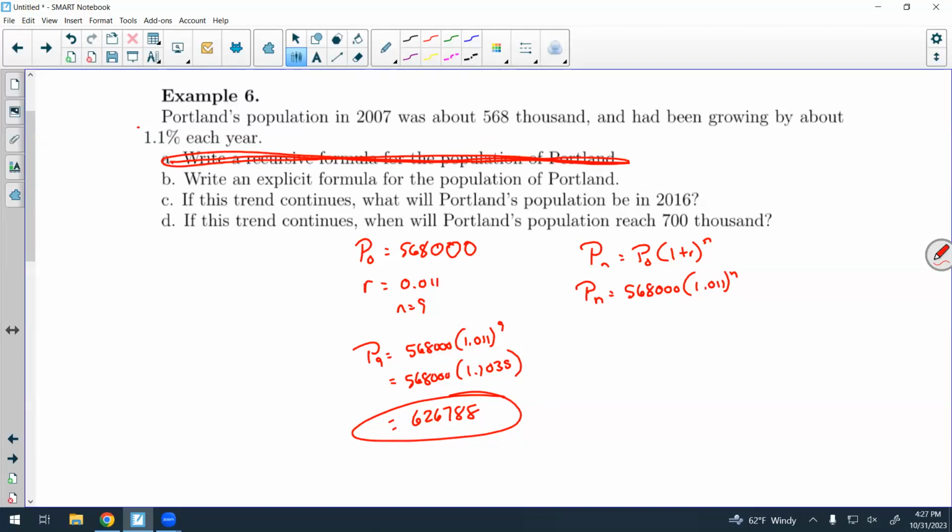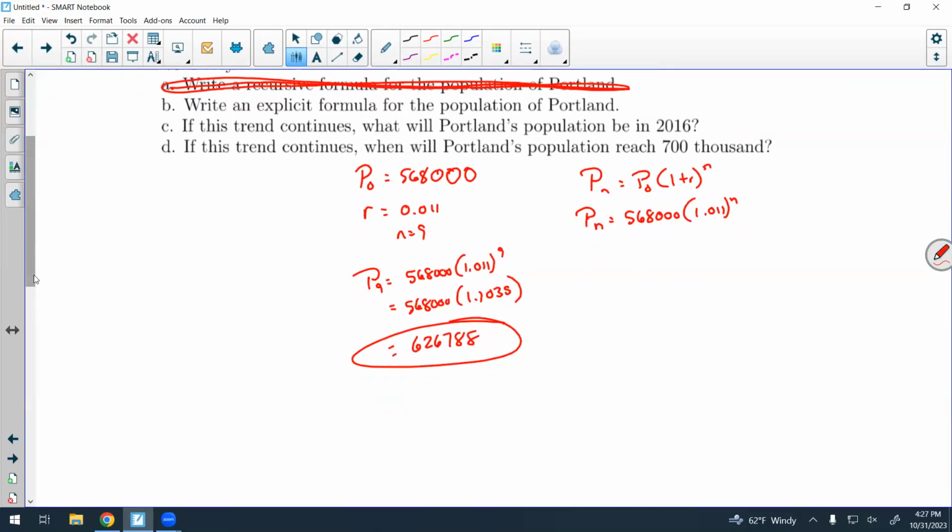And lastly, if this trend continues, oh, I missed this one in a previous class. When will Portland's population reach 700,000? I like the next one better. Because what do we need to do first? Divide by 568,000 on both sides. And I get 1.2324 equals 1.011 to the n.